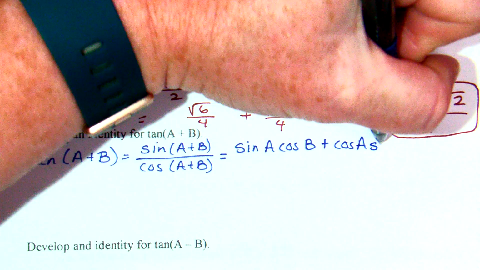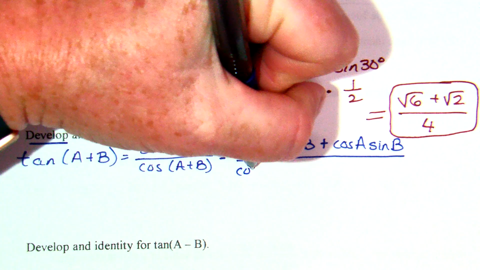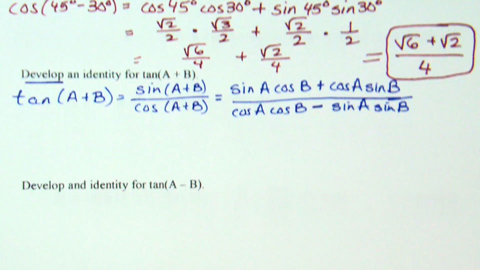Denominator. Same process, but with the cosine. So now, cosine A plus B, so it's cosine, cosine. So cosine A, cosine B, opposite sign, so now minus, sine A, sine B. Okay, we good there?